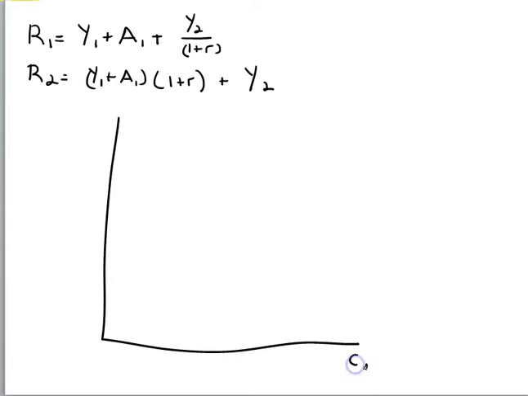And of course we look at consumption in year one and consumption in year two. And if we were to divide resources in year one by the price of consumption, we would get the maximum we could consume in year one. And if we were to divide the resources in year two by the price of consumption, we can get the maximum we can consume in year two. Connecting those dots, we get our budget line.